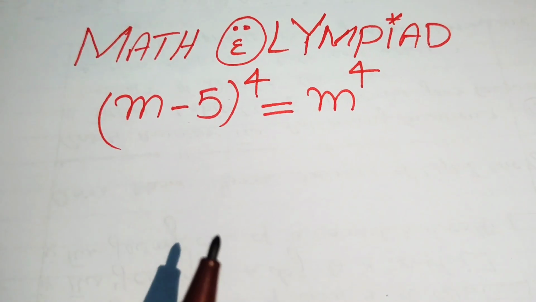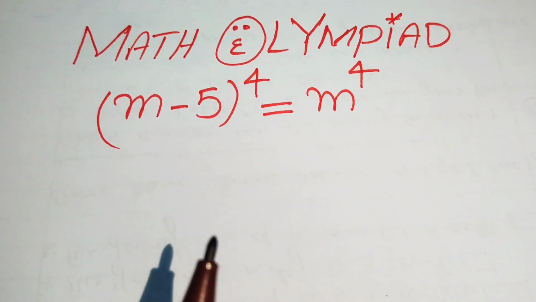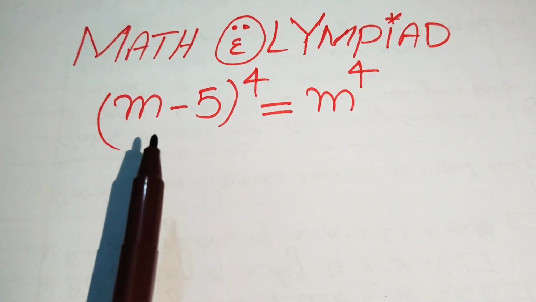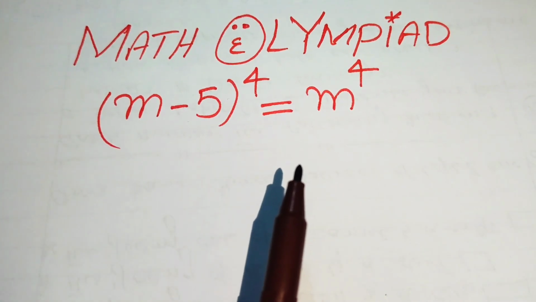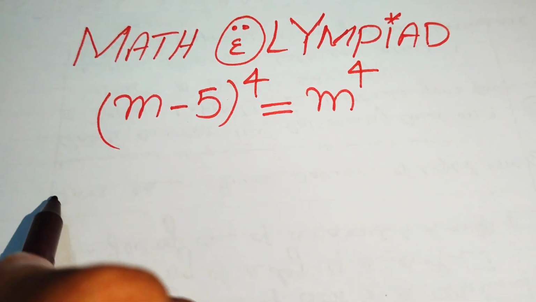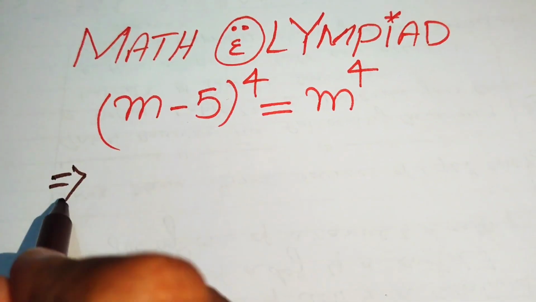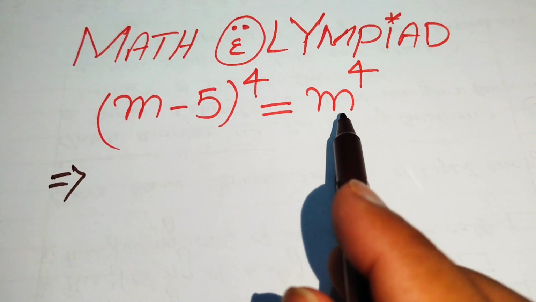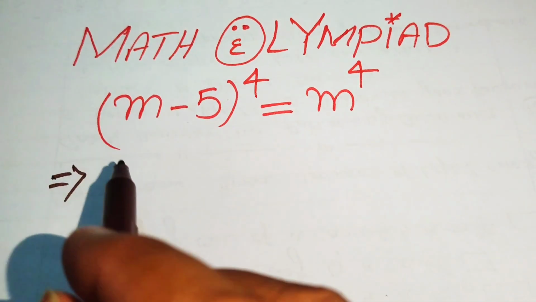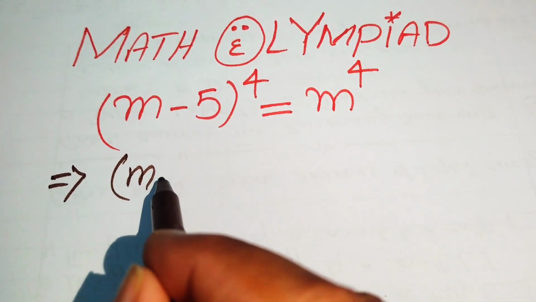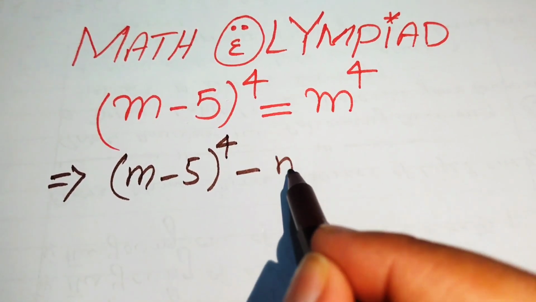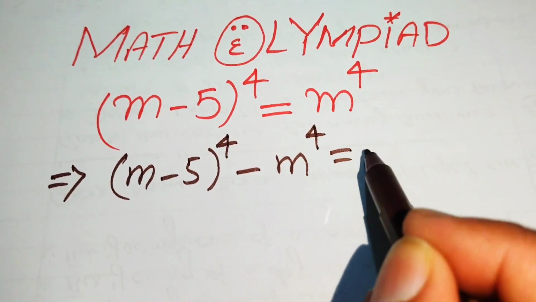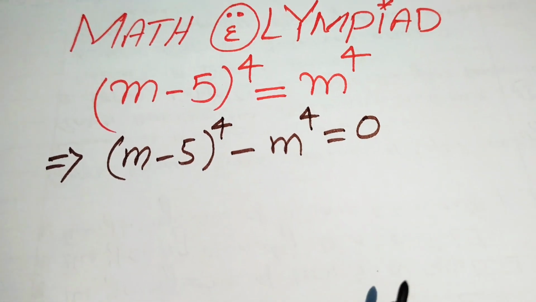Hello everyone, welcome to solve this math Olympiad algebra problem. Here we have (m - 5)^4 = m^4, and we solve this problem for the values of m. The very first thing we are going to do is move this m^4 to the left hand side, and it will be written as (m - 5)^4 - m^4 = 0.